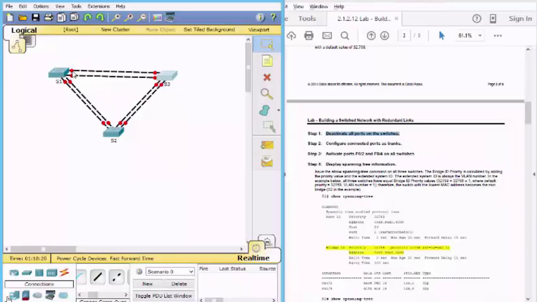Now, how many ports do we have? We have here FastEthernet 4, FastEthernet 3, FastEthernet 2, and then FastEthernet 1. So 1, 2, 3, 4. These 4 ports are going to be trunks.